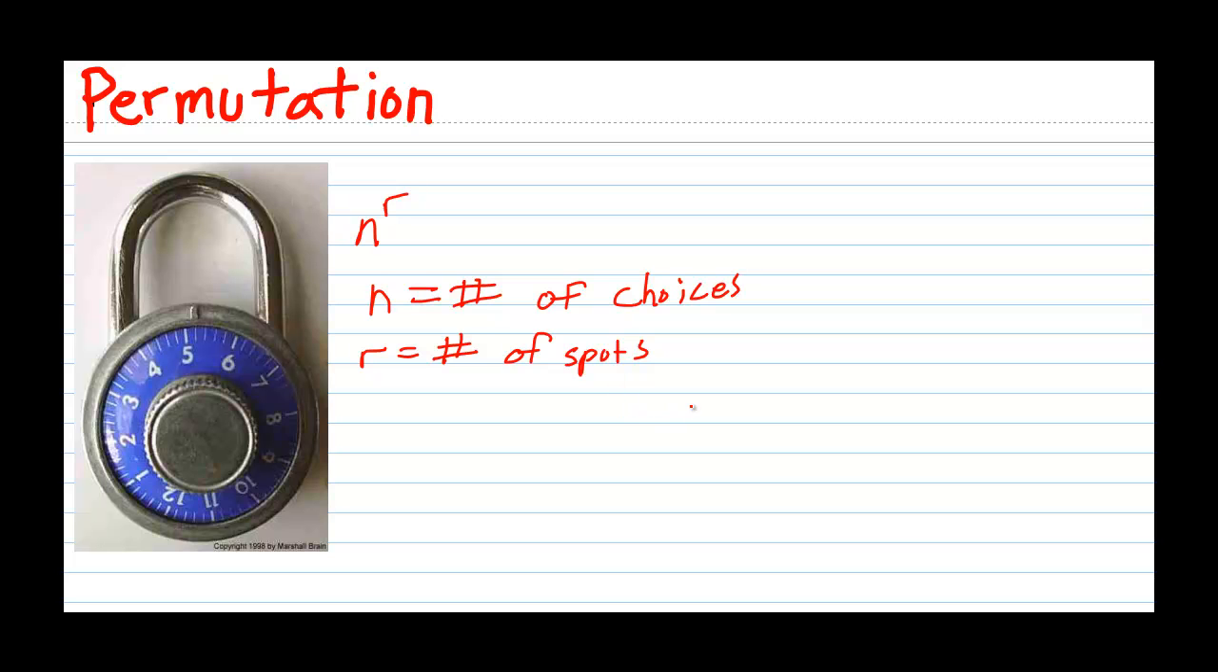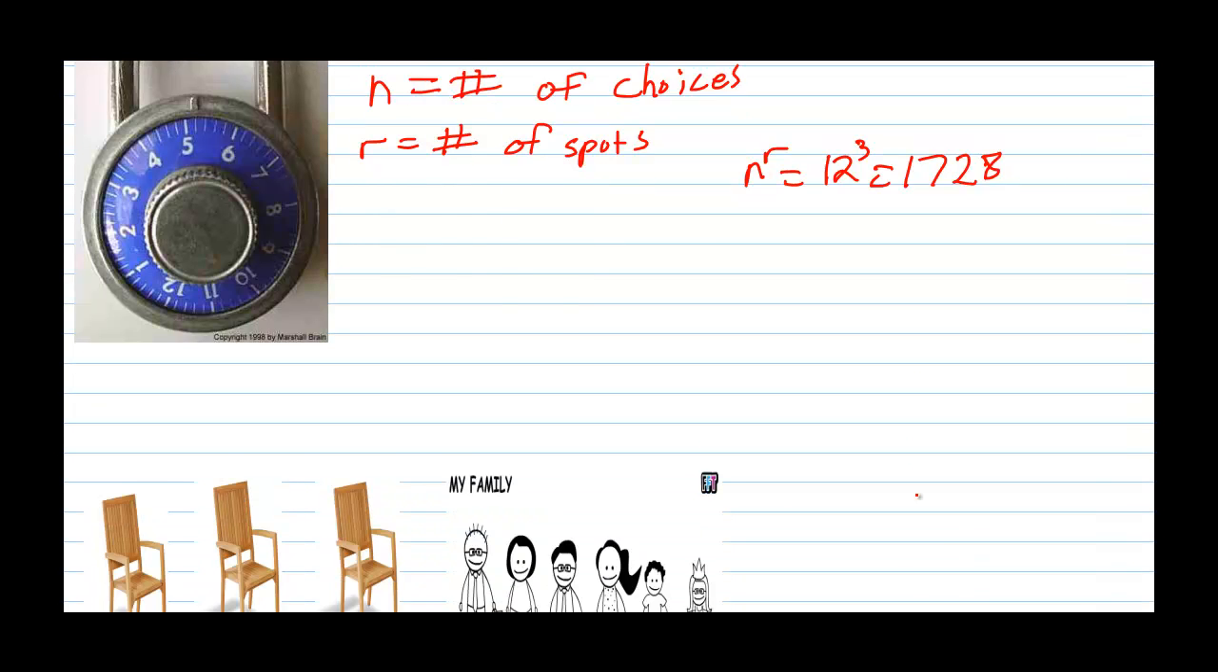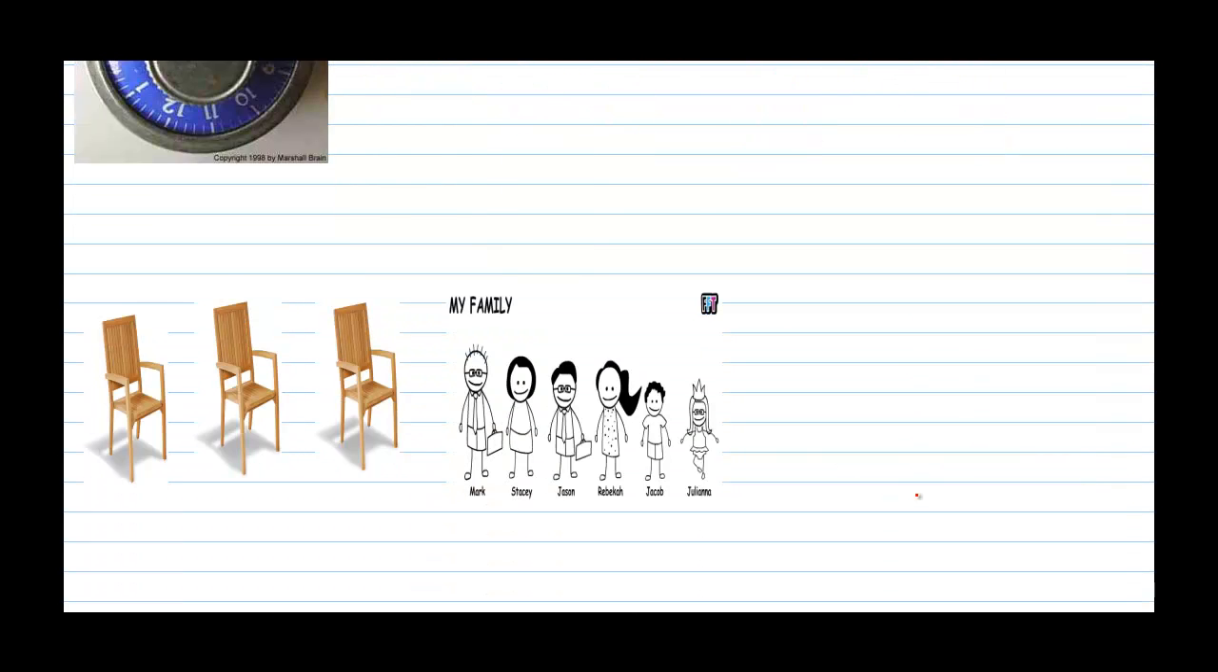So we have, in this case of this lock, n to the r would equal 12 choices to the power of 3, which means for this lock there are 1,728 possible permutations. Now this is the easy type of permutation to calculate. The other type of permutation we have is where repetition is not allowed.